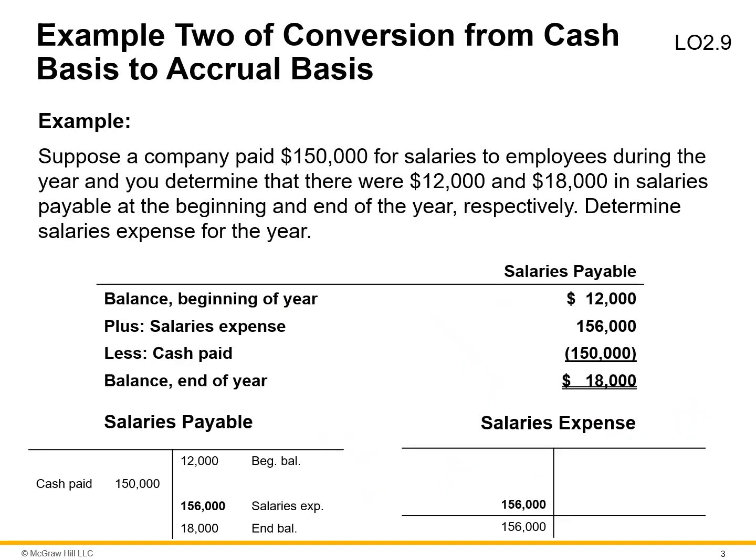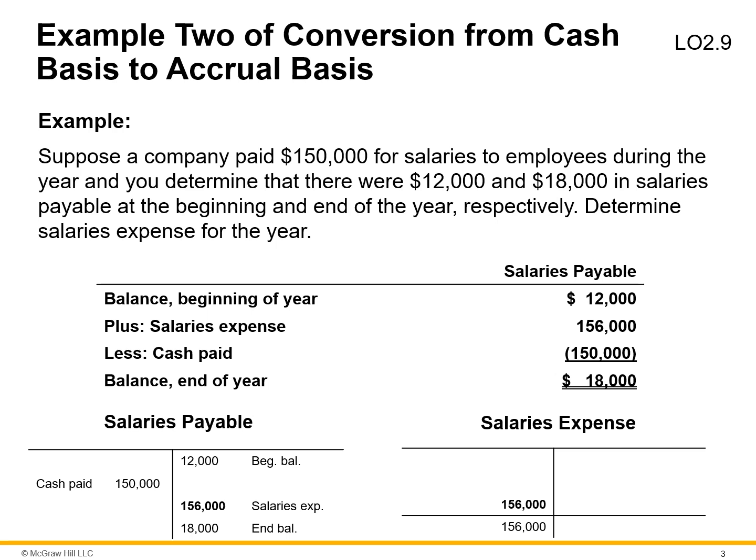Our second example is taking from cash to accrual based on a payable. When you do cash to accrual accounting, you have to analyze the balance sheet accounts associated with the P&L account that you're converting.